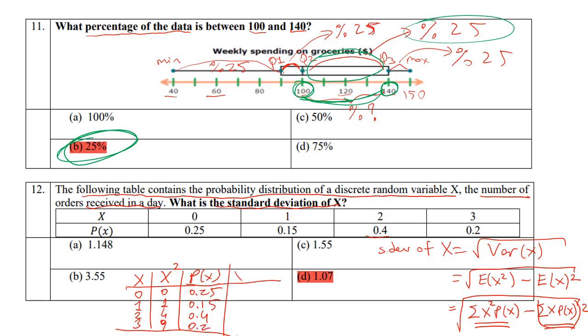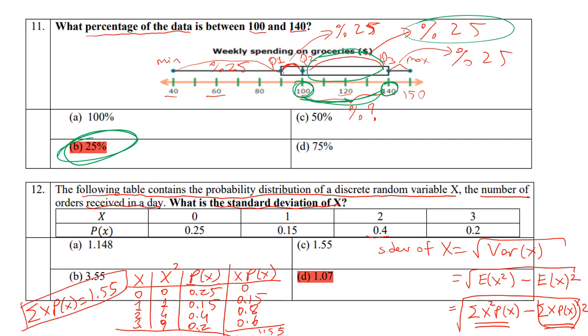Now we'll write this x times p(x), and this will be 0, this will be 0.15, this will be 0.8, and this will be 0.6. When you add all these, the sum of x p(x), which is the expected value of x, will be 1.55.